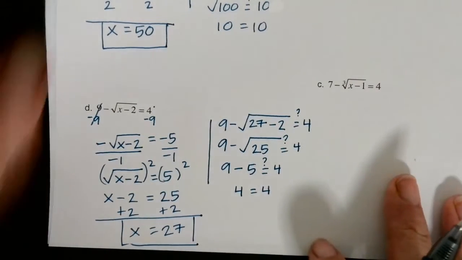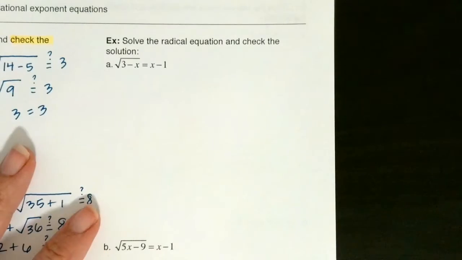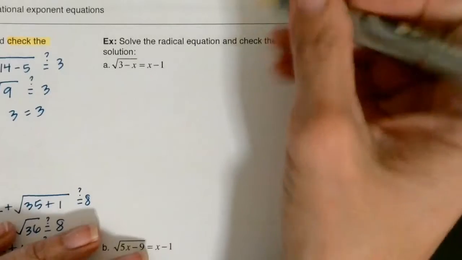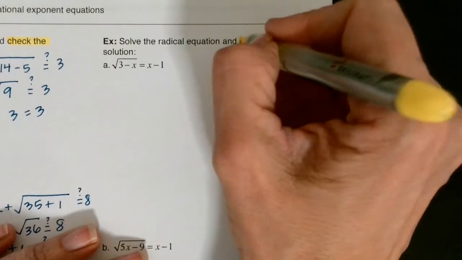27. Okay. Let's see. What are we working with now? Solve the radical equation and check the solution. So that's a big tip in any standardized test: when it says check the solution.